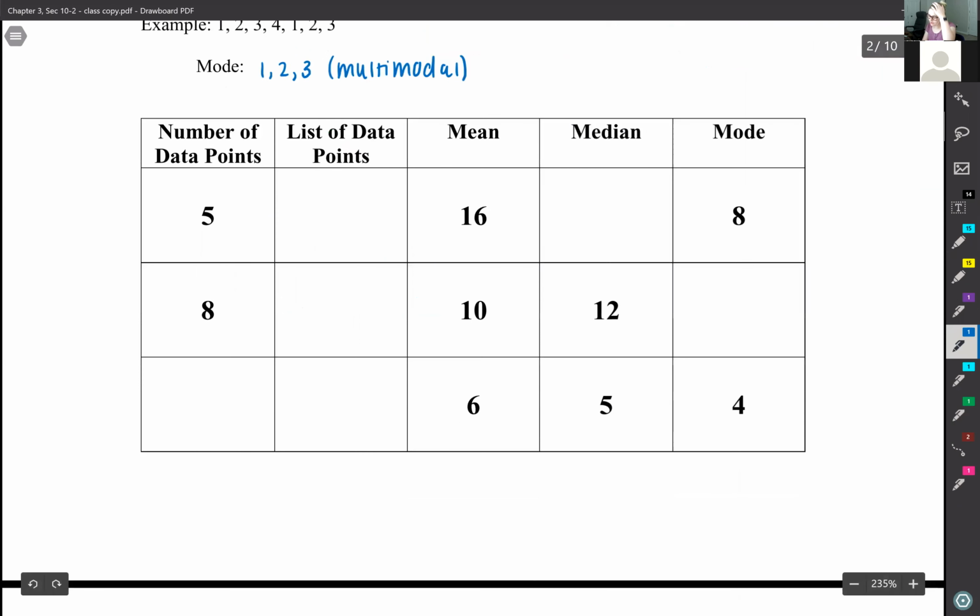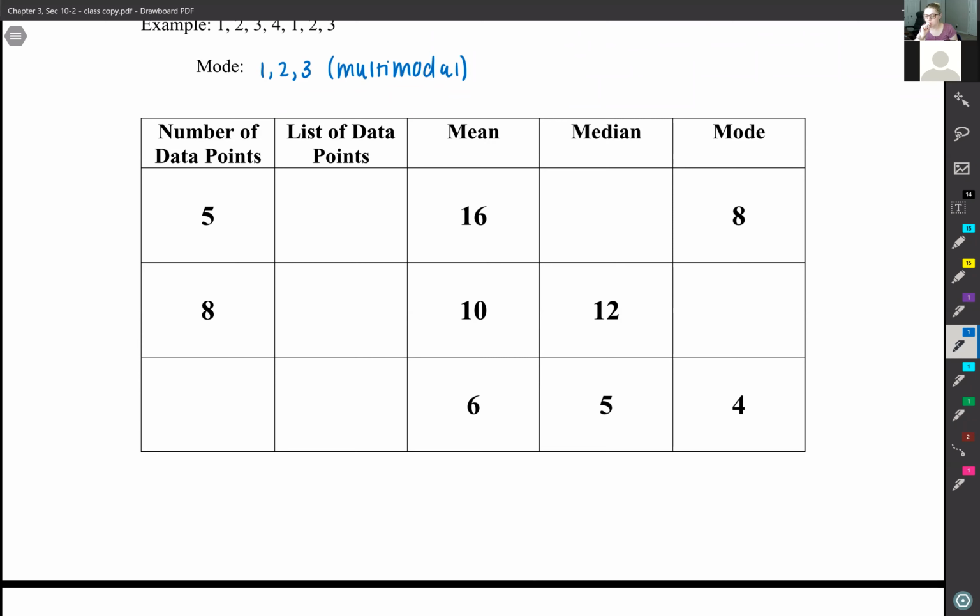Okay, so now we're gonna get into this chart here. This is just a little exercise to make sure that you're understanding the difference between the mean, median, and mode. I think I'm just gonna do probably 1 and 2 and let you guys try the third one on your own. So this little chart gives you some information, and basically you need to fill in the blanks based on what you're given.